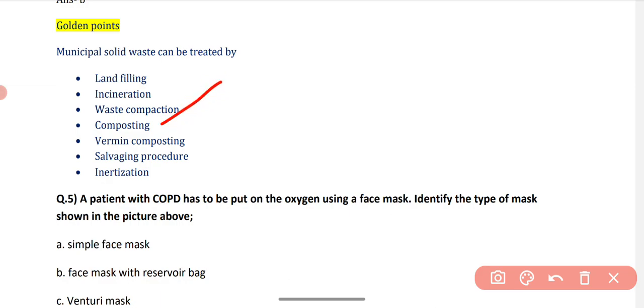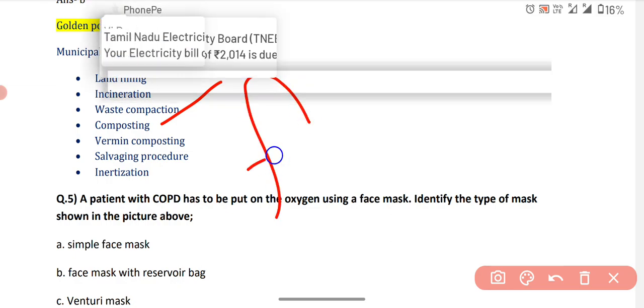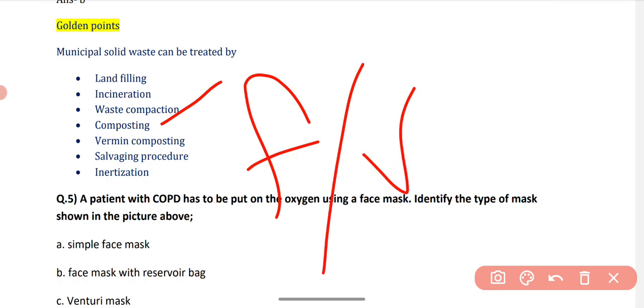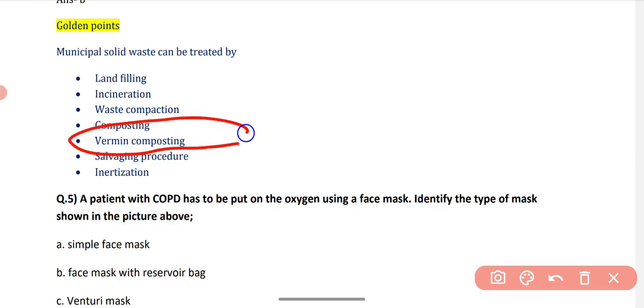And the next one is composting. What is composting? Organic waste generated, for example, fruit waste and vegetable waste, is broken down by small microorganisms like bacteria and fungi. This is called composting, and it is used as a fertilizer for plants. The next one is vermicomposting. In vermicomposting, they use earthworms. It is a natural process of composting where earthworms convert the waste material into compost.